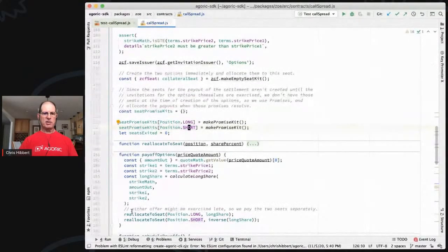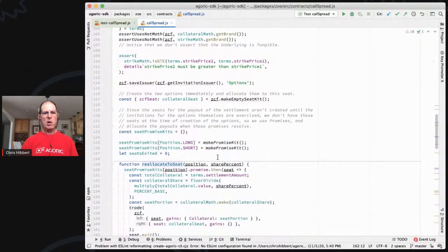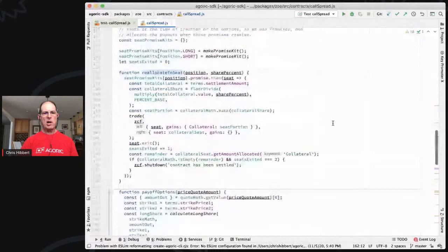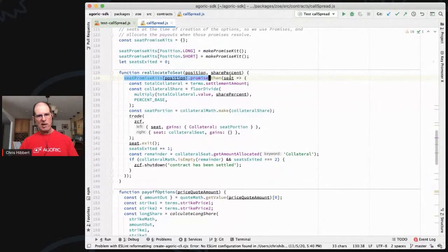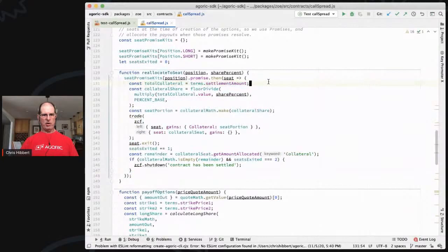And that means that this reallocate to seat, which is going to get called at the closing time, that one is here, that's the one I collapsed. What it needs to do is get that promise back out of the array that I stored it in and wait for it to be resolved, which most of the time is probably going to be before the closing time, but it might not. In the case that it's not, then we have to wait for that to be exercised in order for the seat to be available, and then we can do the settlement at that point. And the way that we do the settlement is we get the settlement amount from the terms.